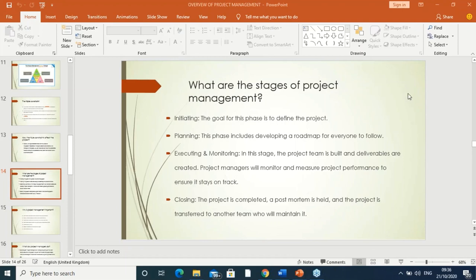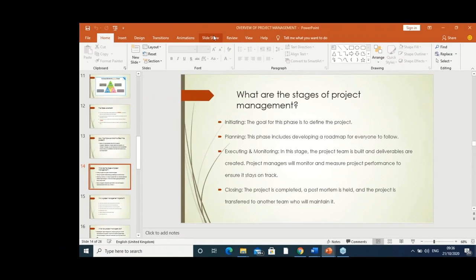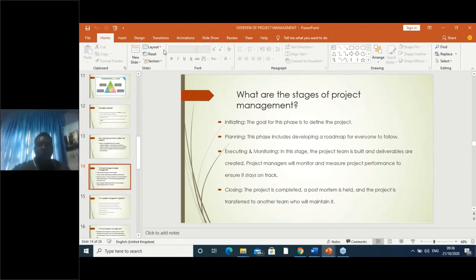We have about 5 project management processes. They are the initiation, the planning, the execution, the monitoring and control, and of course the closing. Those are the 5 project management processes. Sometime last week we tried to introduce these 5 stages of project management.